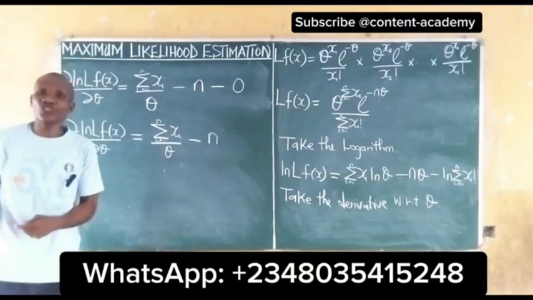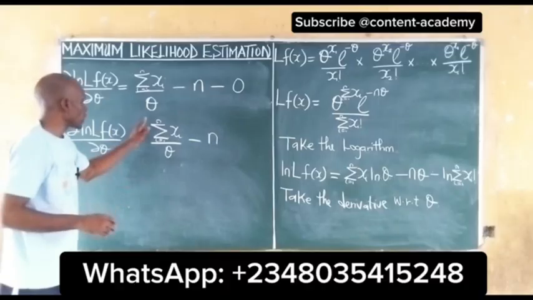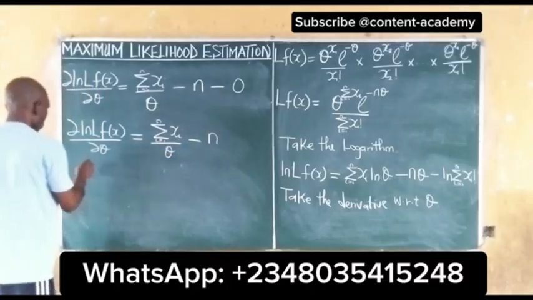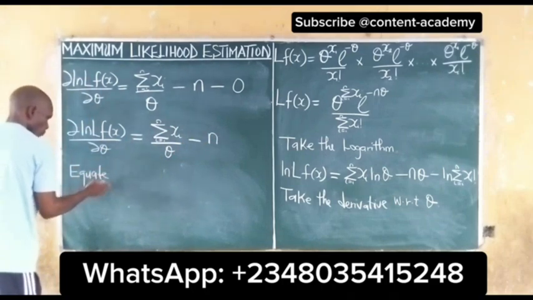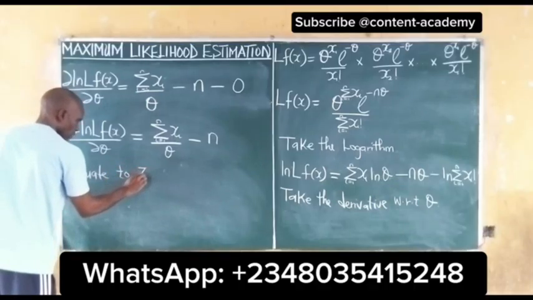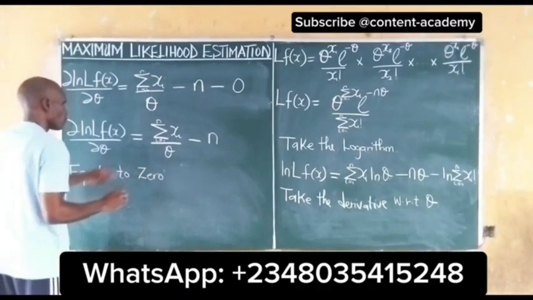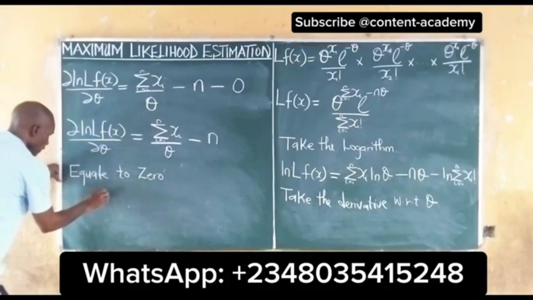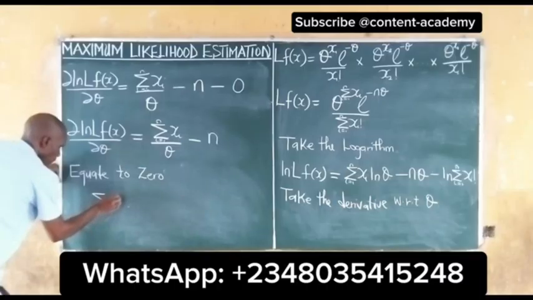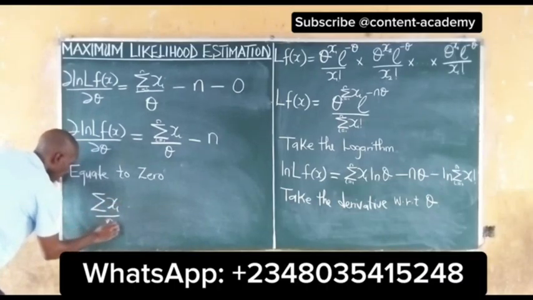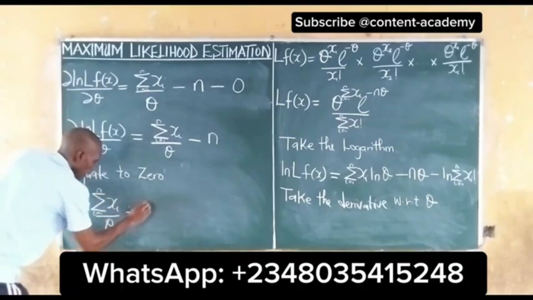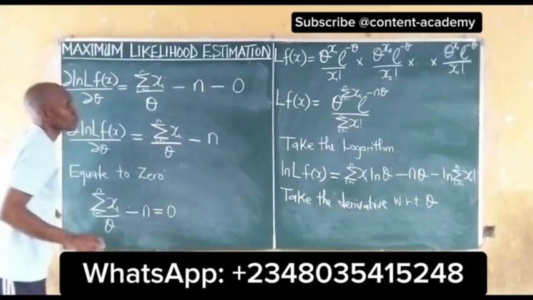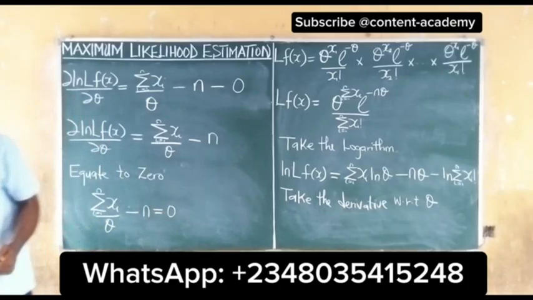Now, the next thing to do is to equate the whole of this to 0. For us to equate this to 0, we can write it as summation of xi all over theta, i running from 1 to n, minus n is equal to 0. So that is it.